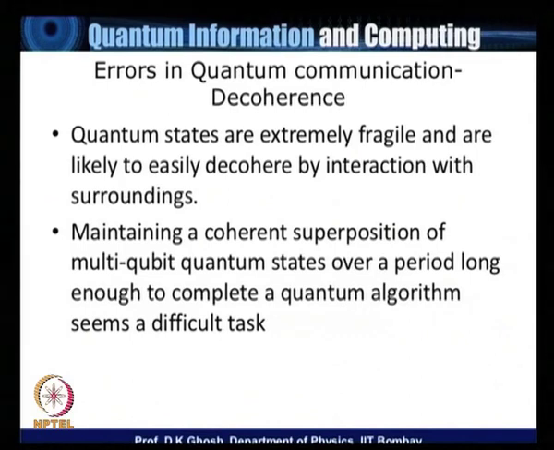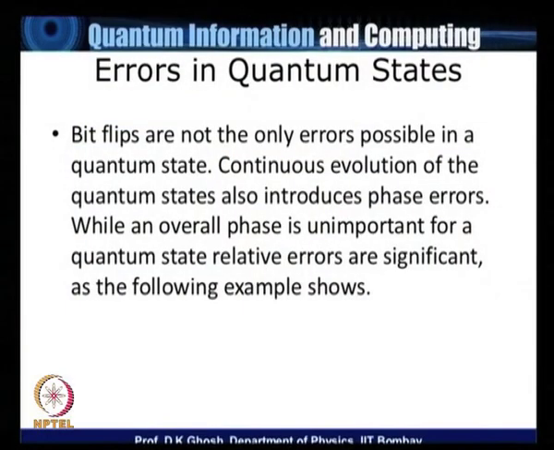We said that quantum states are extremely fragile. They are likely to easily decohere, and that happens by interactions with surroundings, and it is necessary that we maintain a coherent superposition of multi-qubit quantum states if we want to do any quantum algorithm satisfactorily. And this becomes a difficult task because of the fragile nature of the qubits, and the qubits do not maintain their coherence. So bit flips are not the only errors that are possible in a quantum state.